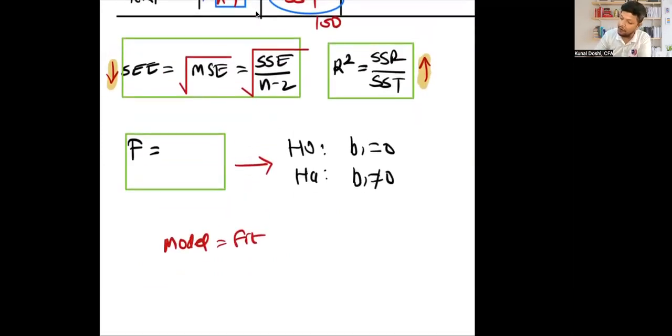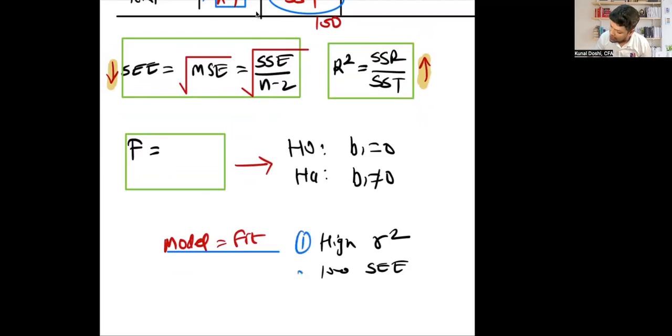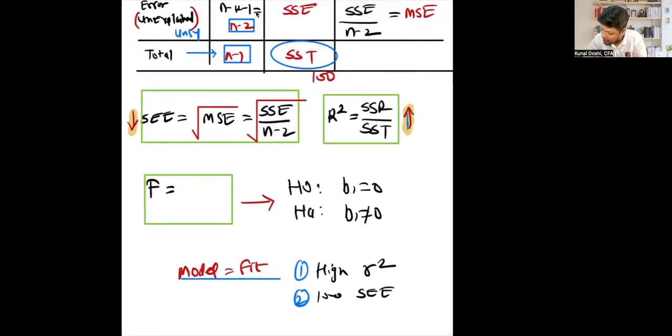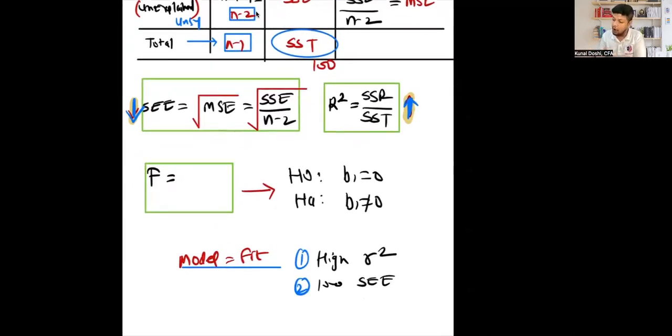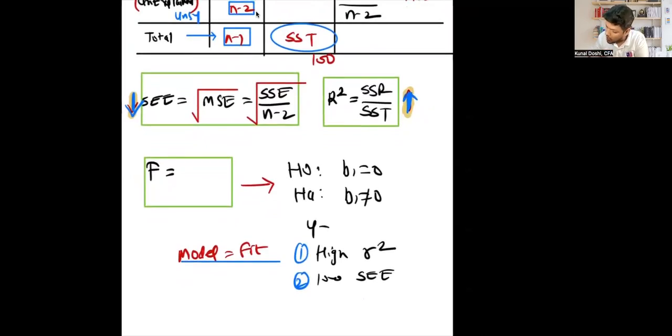What is the sign of a fit model? A fit model is the one which has high R square and low standard error of estimate. Note down this. Fit model is the one which has high R square. So most of the things are explained and little is unexplained. Clear?